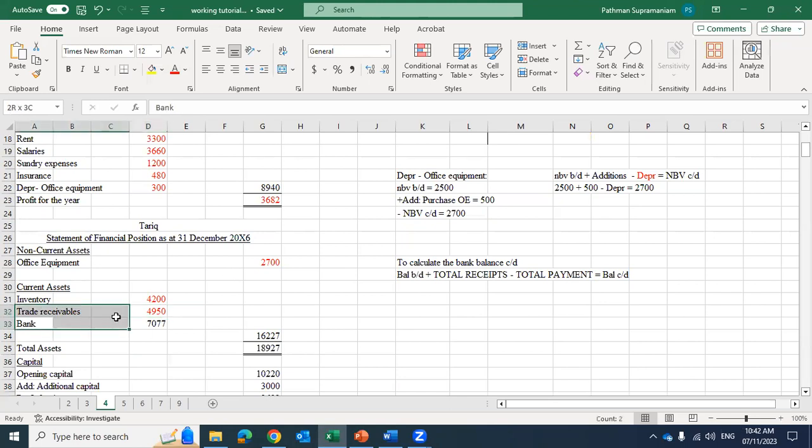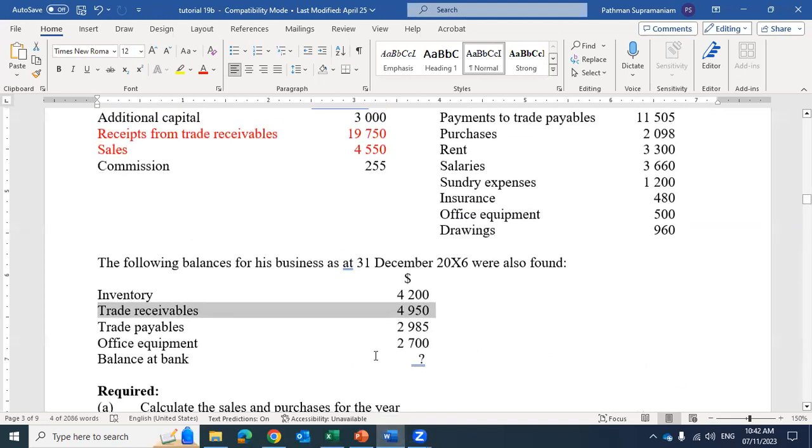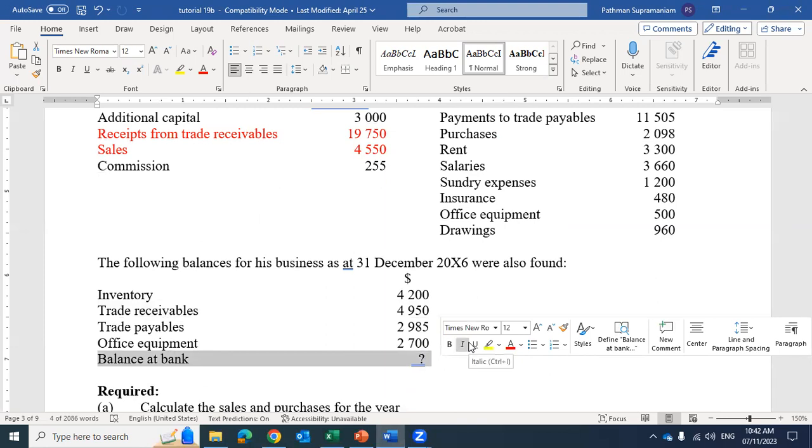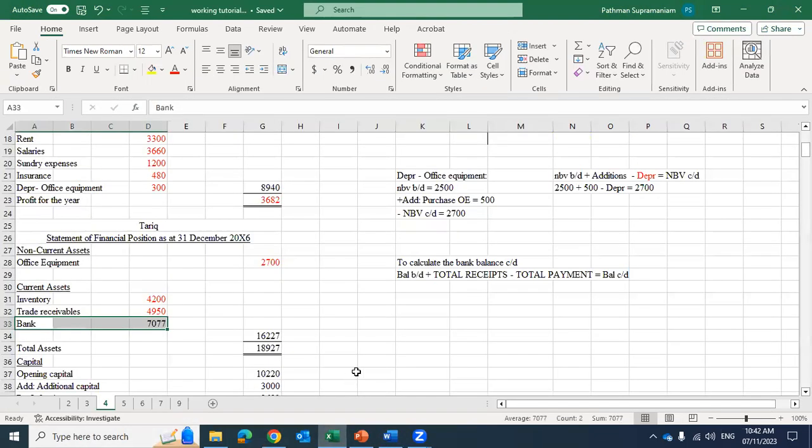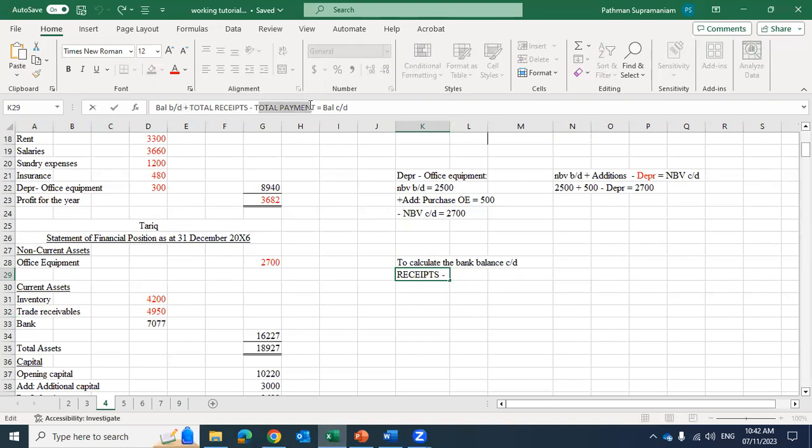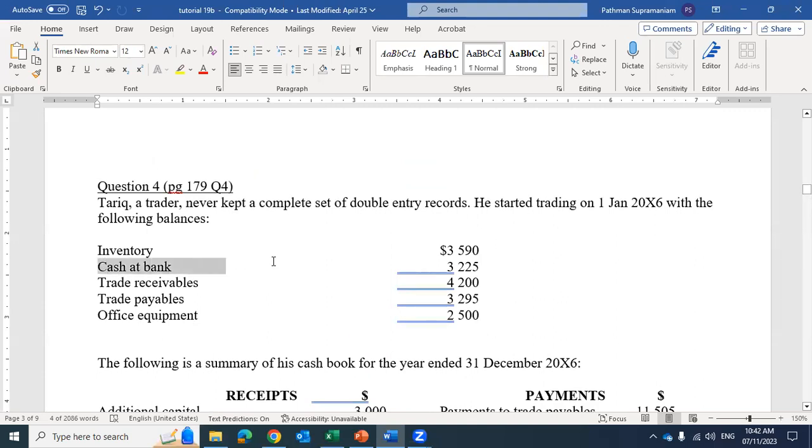So the next that we have to put in is the bank balance. For this question, if you notice, there's a question mark here, which means you have to calculate the ending bank balance by yourself. The method to do that is the opening bank balance plus total receipts minus total payments will give you the figure that you want. So the opening balance is given up here, 3225. Positive figure, so which means it's a debit balance.